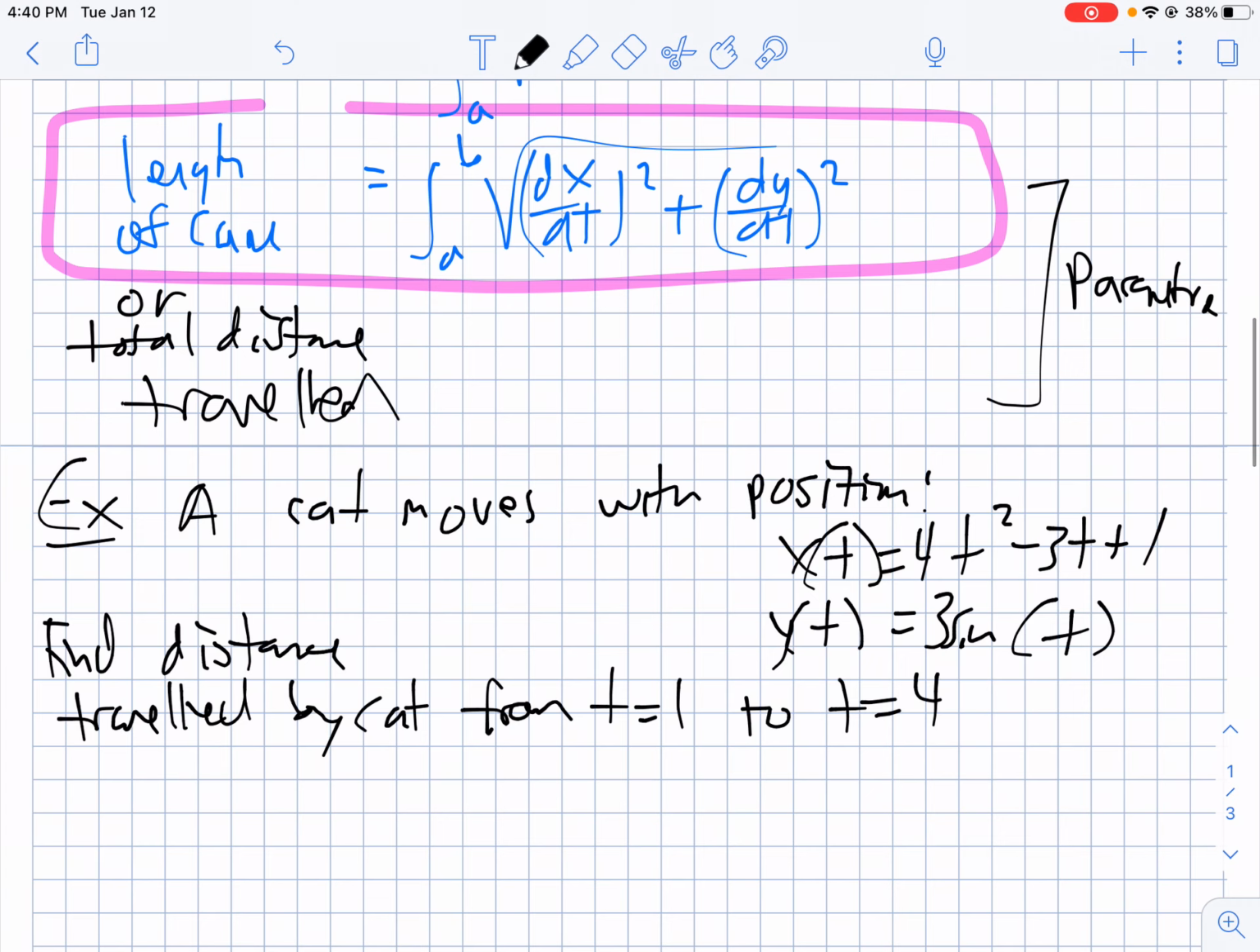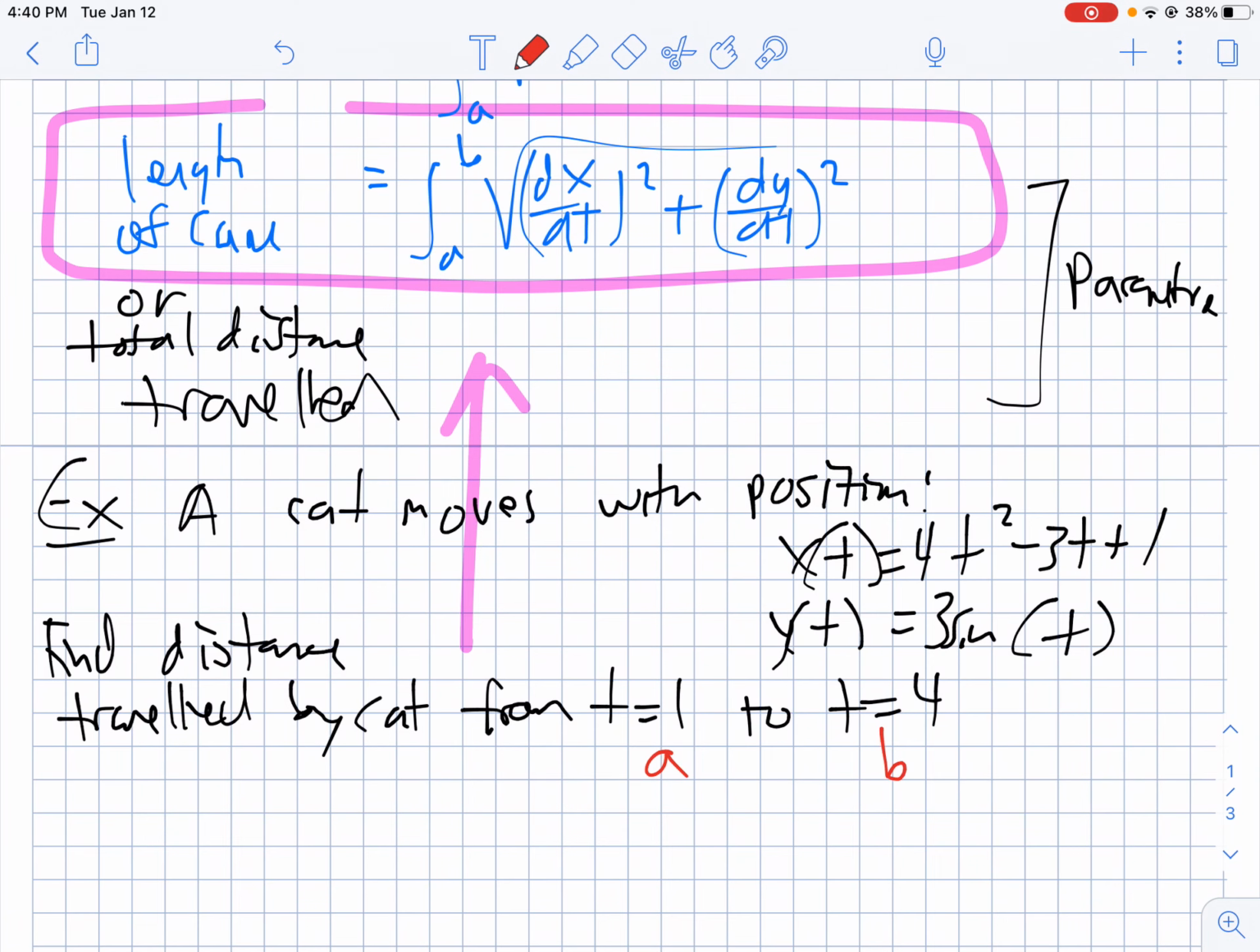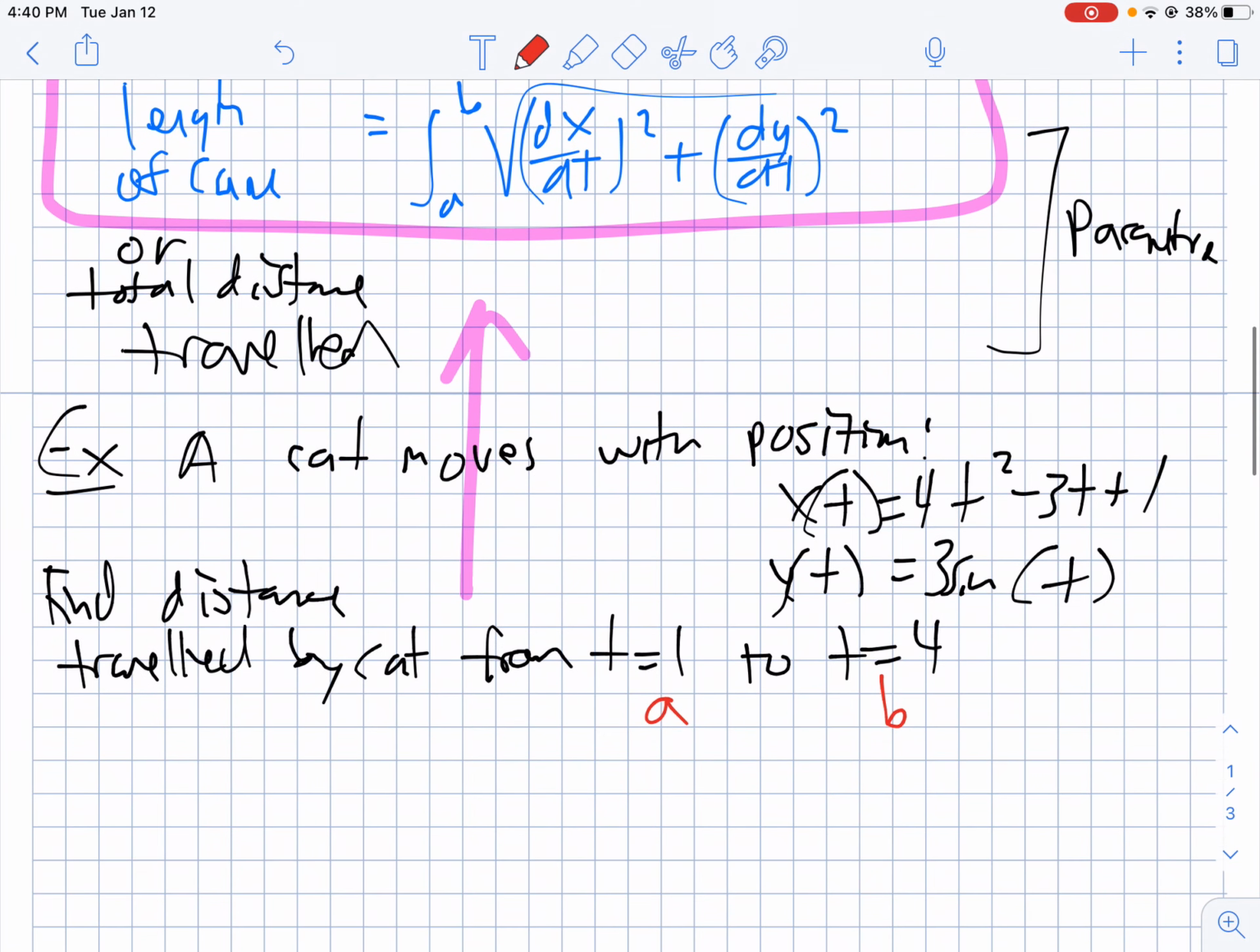So we're going to use this equation because this is how we find the length of the curve or distance traveled. And in terms of solving this, the t equals 1, t equals 4, that's your a and your b. So I'm just going to plug in and use this formula. It is really just a useful formula. So let's find the derivatives first because we need those.